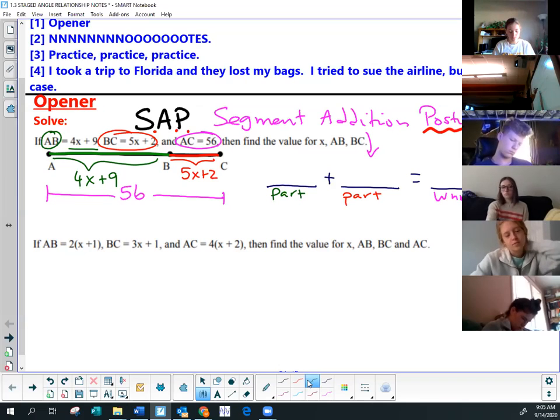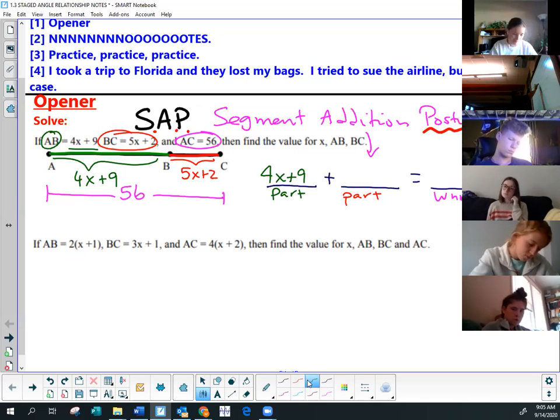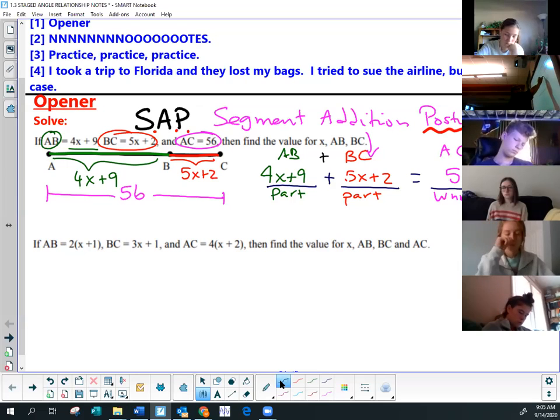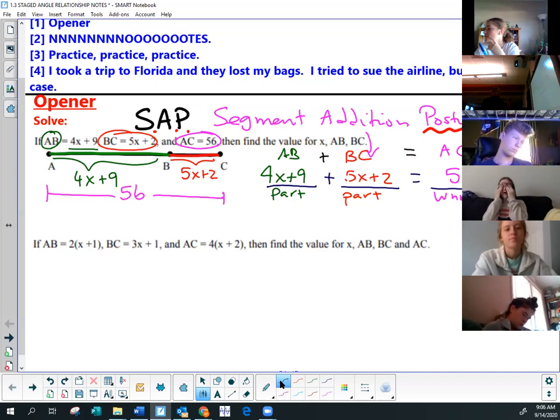4x plus 9. Yeah, it should, because that represents the partial length AB. In the second blank, 5x plus 2, that represents the partial length BC. And then 56 should, of course, go in the whole, because that's the entire length AC, which is when you get this variably defined equation, AB plus BC equals AC, which is just part plus part equals whole.